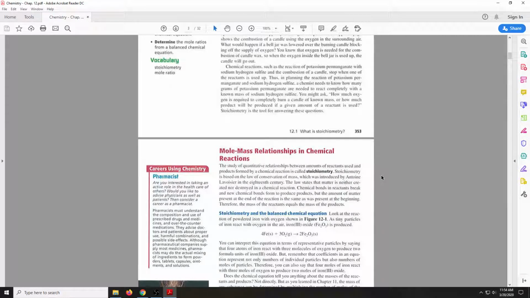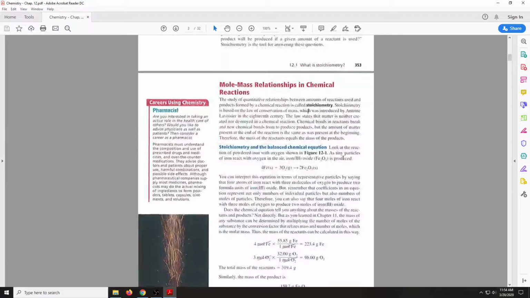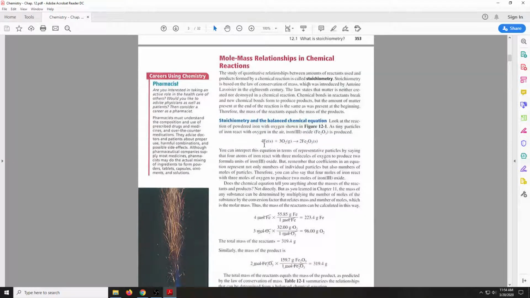We get the basic idea of this from that law of conservation of mass. Remember that mass can't be created or destroyed. It just moves around, right? We looked at that when we were balancing equations. If there's 4 irons over here, there has to be 4 right here. If there's 6 oxygen over here, there has to be 6 over here, because matter doesn't get created or destroyed in chemistry. So we're still taking that concept. We're just merging that concept of balancing equations as a conservation of mass with all the math we learned in chapter 11. Okay, so let's look at this example.